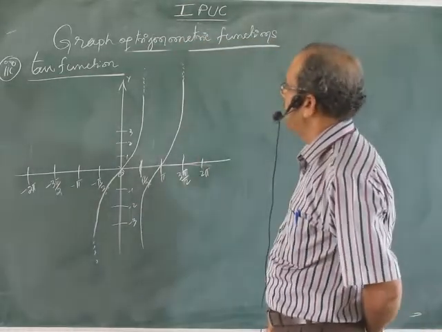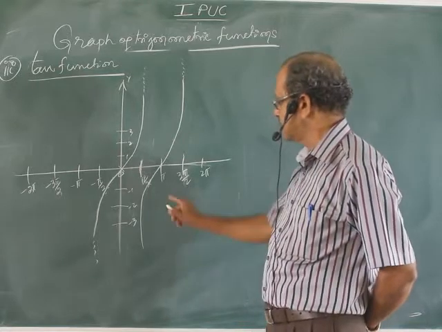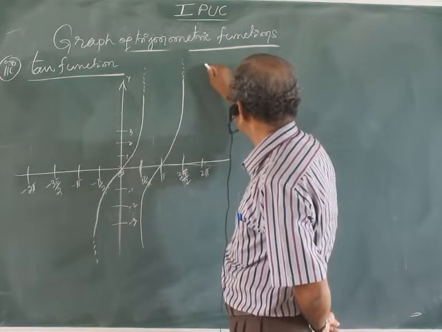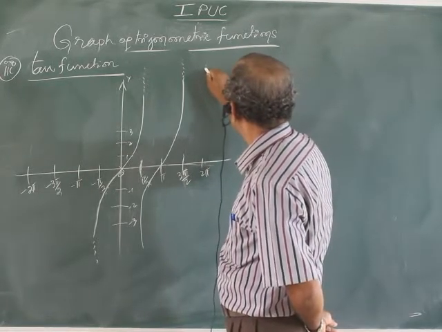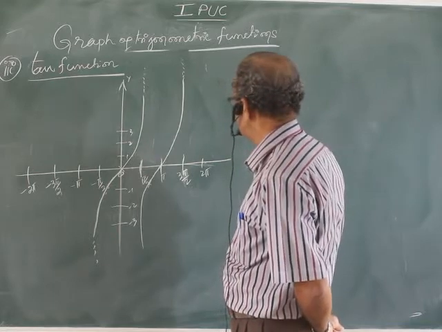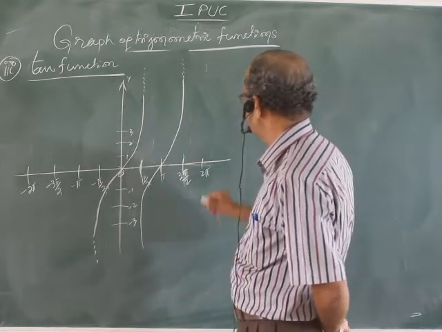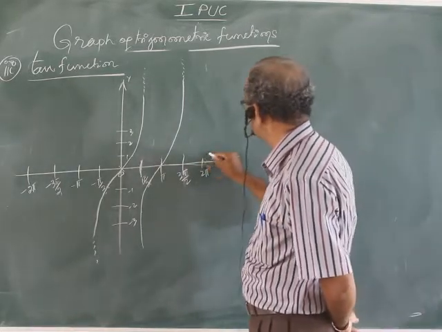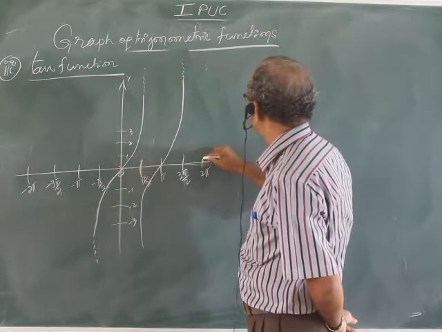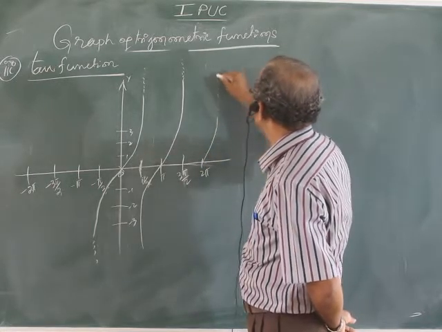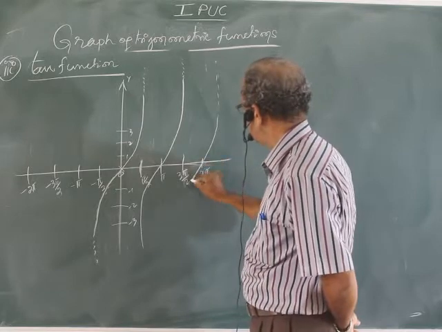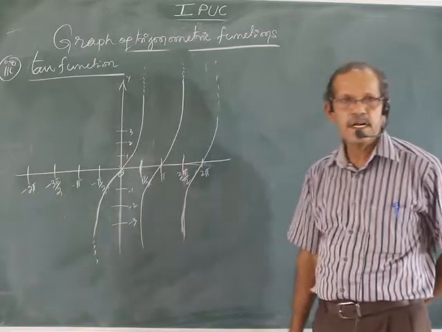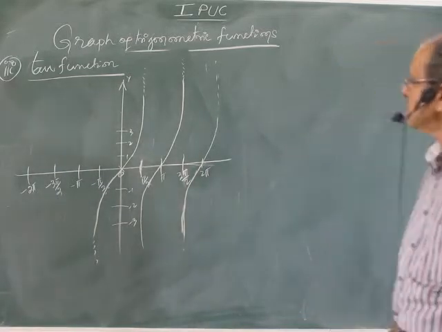Graph of the function tan theta. Now, the graph continues like this. Tan 360, 0, the same type of branch will be there. Yes, enough. This is the graph of the function.